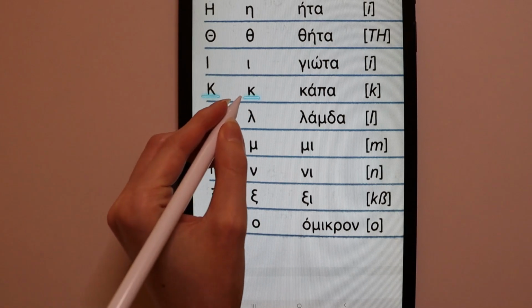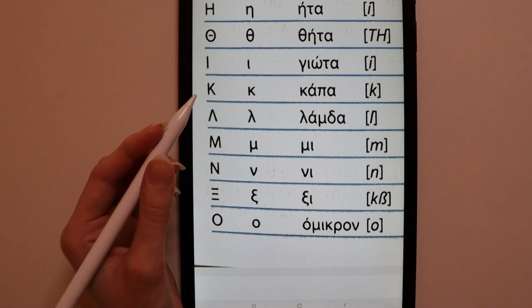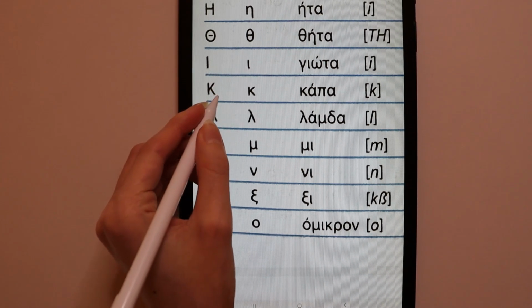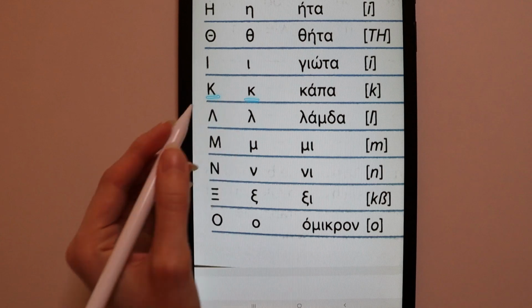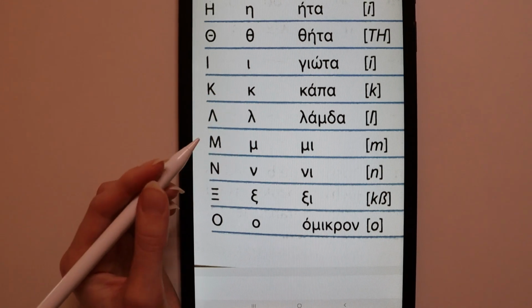And then we have kappa. Kappa is a K, and it also looks like a K, like in the Latin alphabet. So this one is really easy to remember. Kappa is a K, just like in English and a lot of different languages.